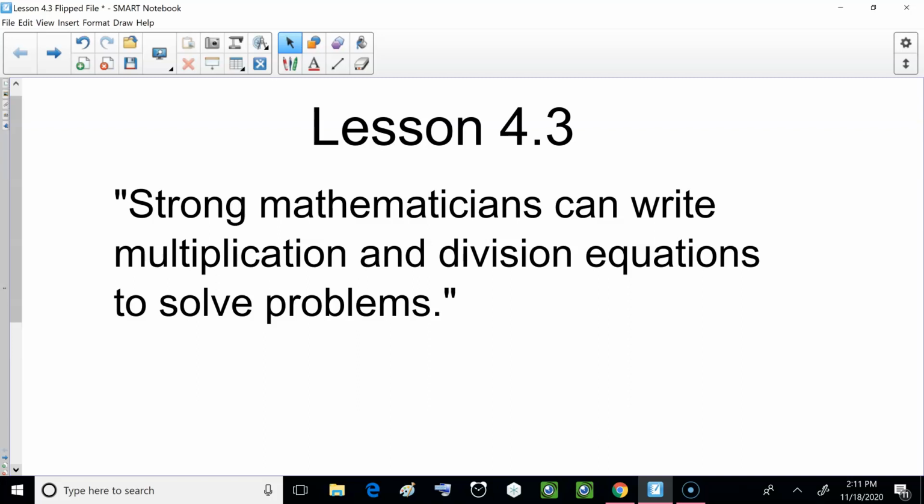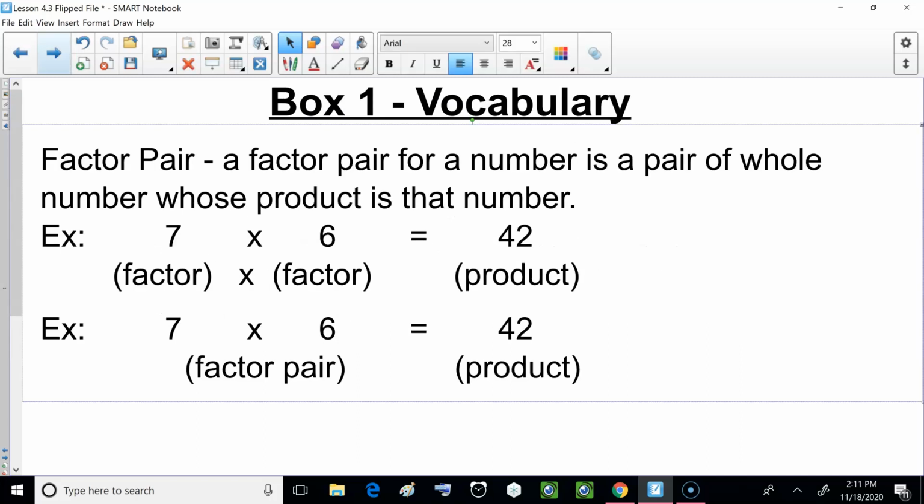Strong mathematicians can write multiplication and division equations to solve problems. So take out your notebook, your pencil, write today's date and the name of the lesson, and let's begin. So yesterday we were talking about addition and subtraction equations. Now we're talking about multiplication and division equations.